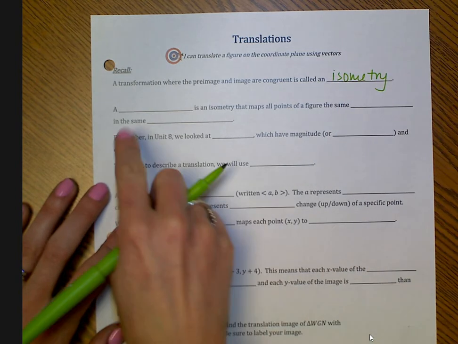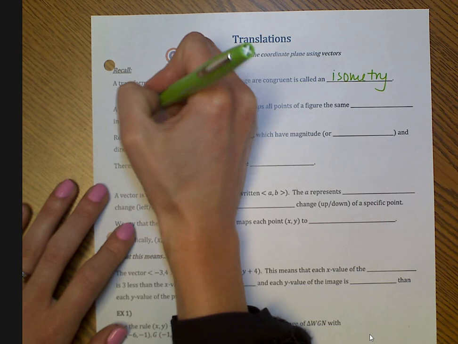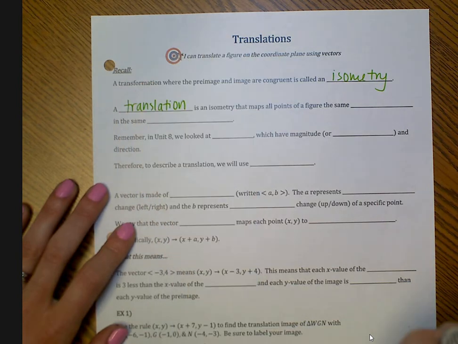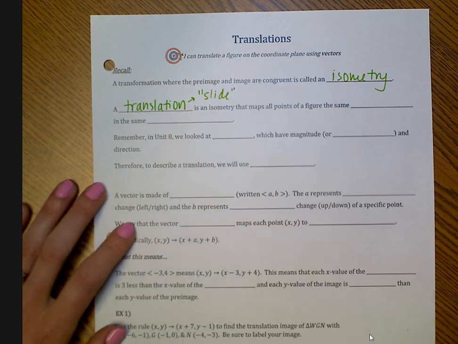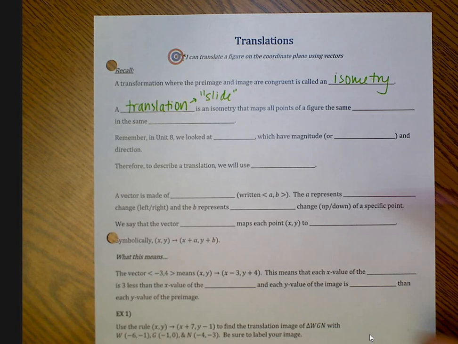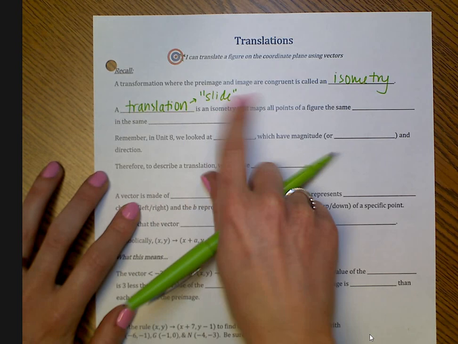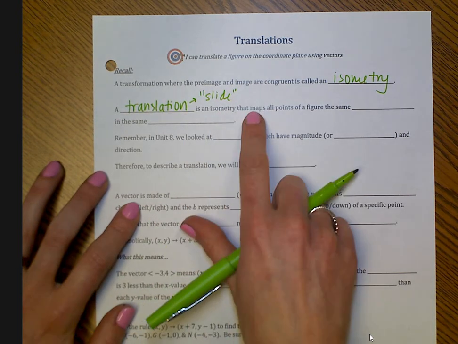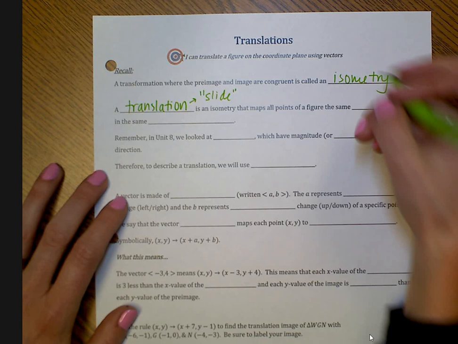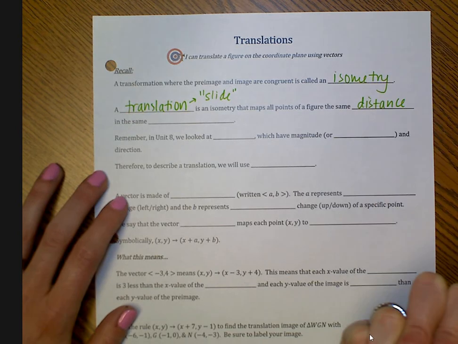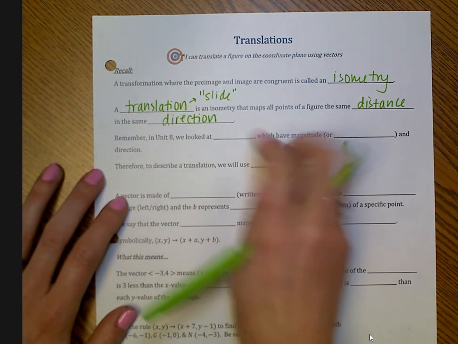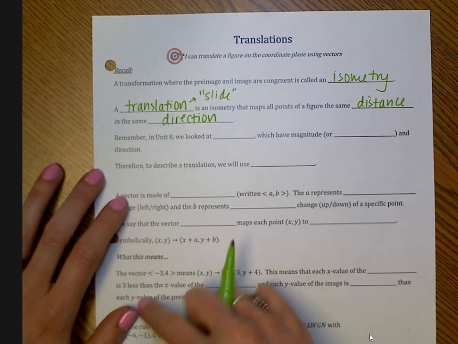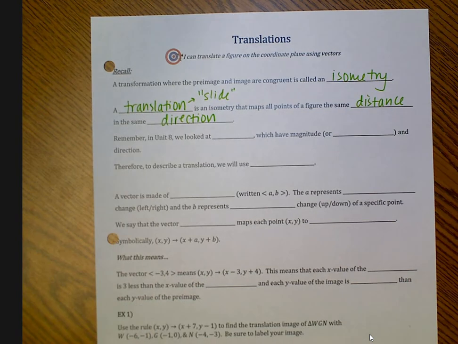Okay, so today a translation, and another word for translation is a slide. So you're just like sliding a puzzle piece, sliding a figure. A translation is an isometry, so the pre-image and image are the same, that maps all points of a figure the same distance in the same direction. And again, it's easier to think of it as just you're sliding a piece from here to here. It's not much more complicated than that.